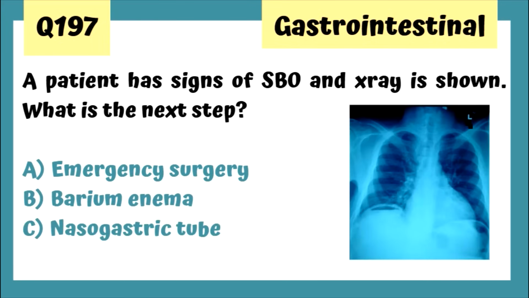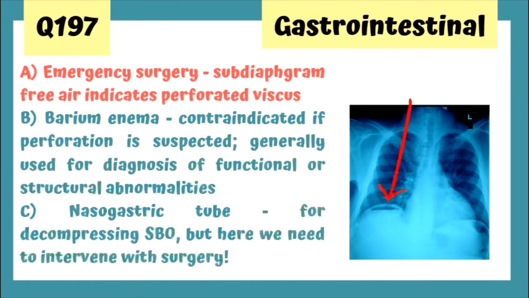Question 197, a patient has signs of small bowel obstruction, and the x-ray is shown. What is the next step? So here we see free air, and that's really dangerous. We have to go with emergency surgery. We see the free air over there. Subdiaphragmatic free air indicates perforated viscus. Barium enema is contraindicated in perforation, and a nasogastric tube is for decompressing a small bowel obstruction, but here we need to intervene with surgery right away.